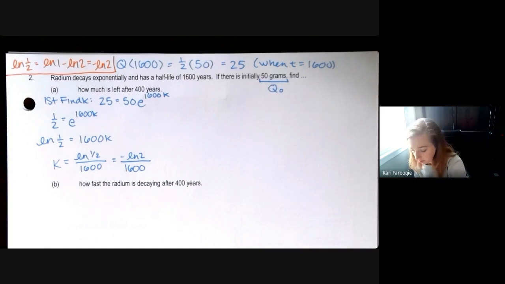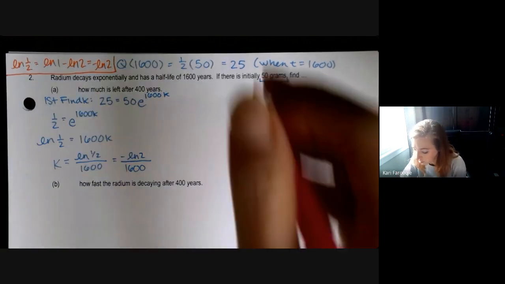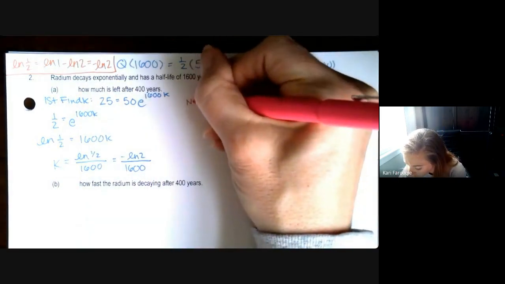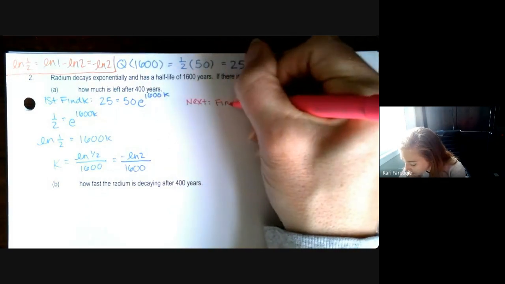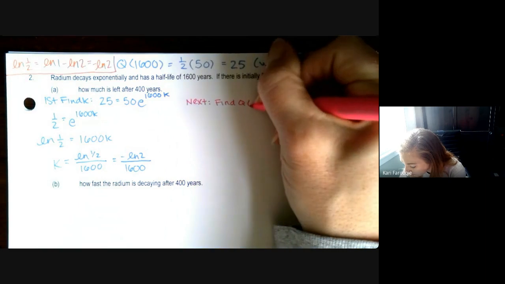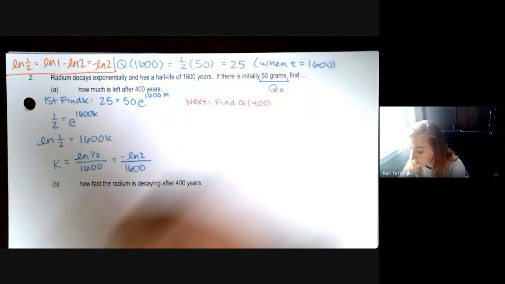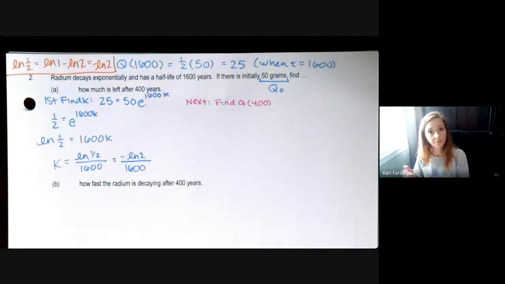So this would be the second part. How much is left? So find the quantity after 400 years. So I'm going to say next, find Q of 400. So we're going to let T be 400 in this case. And at this time, we are talking about time in years.